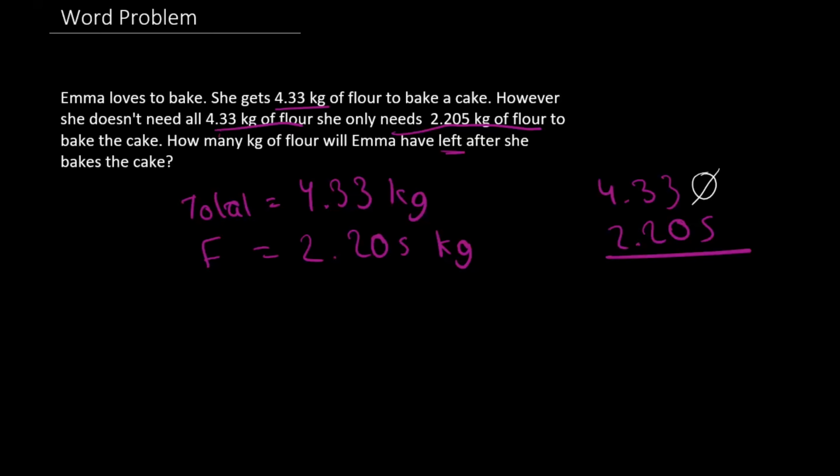So we can subtract 5 from 0, so we borrow. This will turn into a 2. And then 10 minus 5 is 5. 2 minus 0 is 2. 3 minus 2 is 1. 4 minus 2 is 2. Always remember to place the decimal point in the right place.